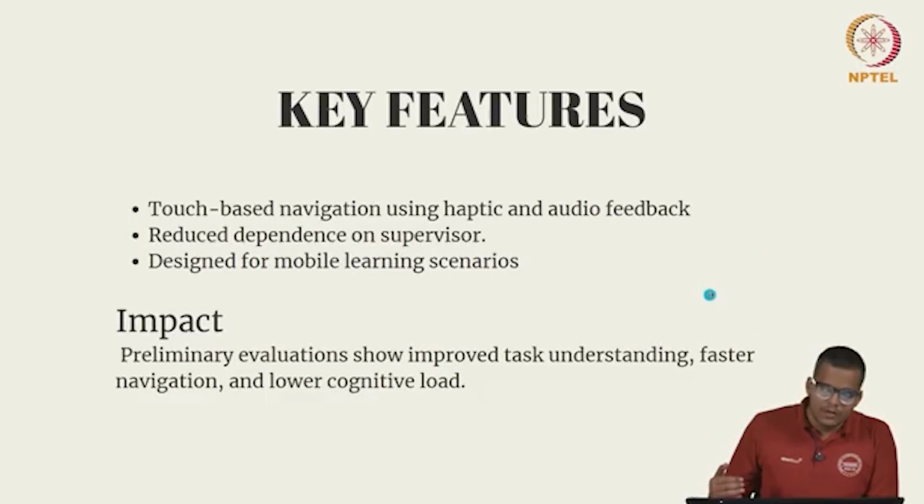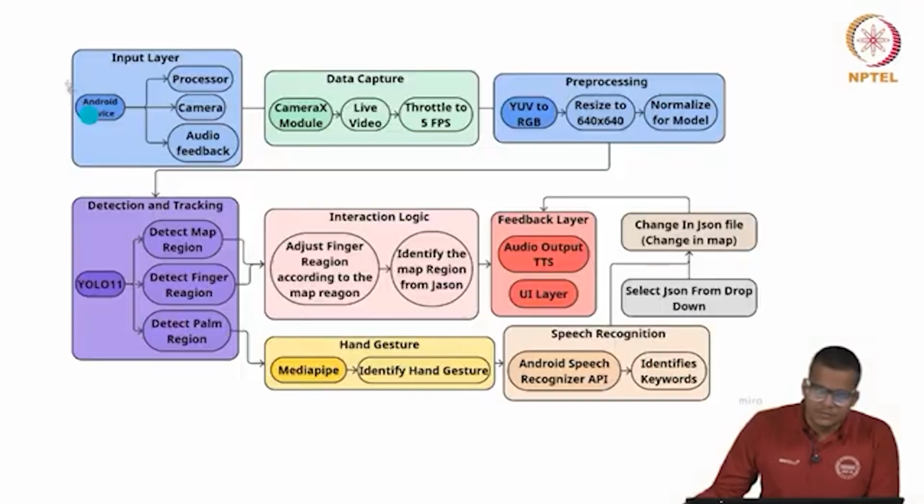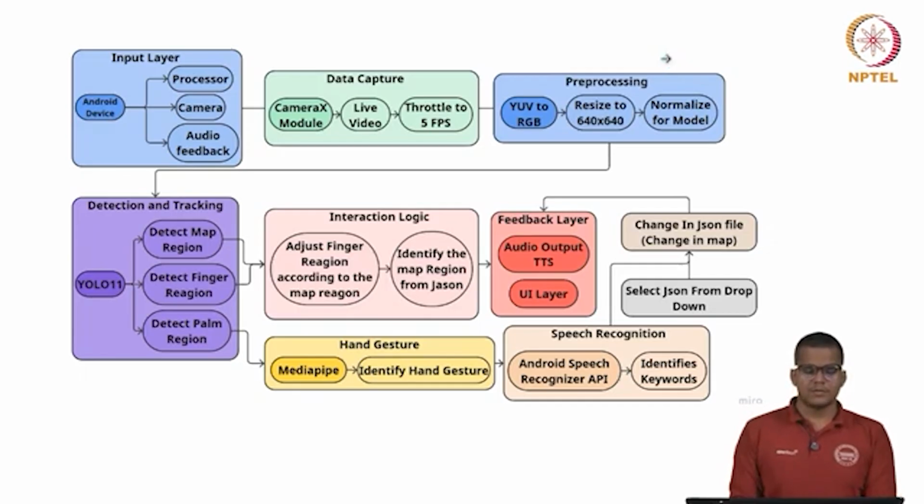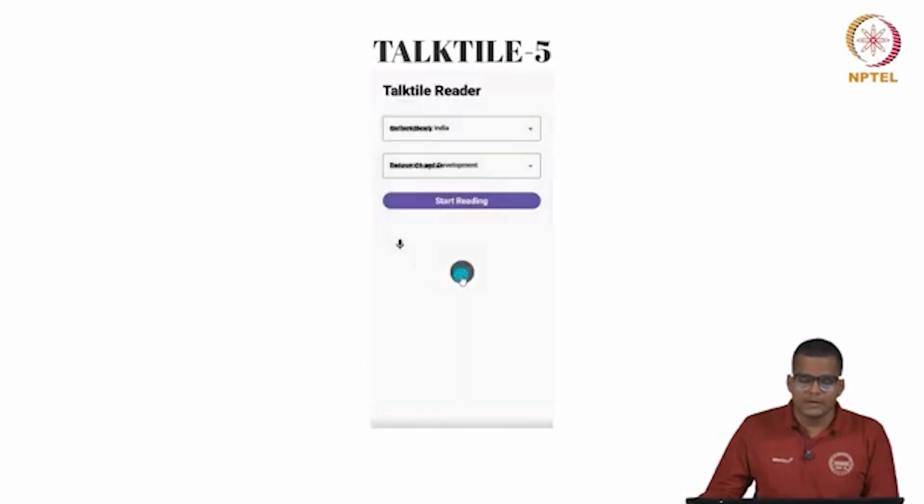Impact: we are trying to create a navigation system that is faster, has lower cognitive load, and makes text more understandable for visually impaired students. This is the app architecture of Talktile. The input media: there's audio feedback, there's a camera, and there's a processor. So on the Android device, we have three things: a camera, a processor, and audio feedback. The camera is placed on top of a map. So let's see how our current application, Talktile, works right now.